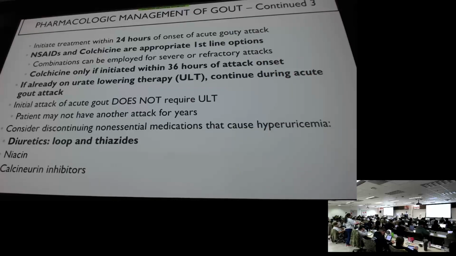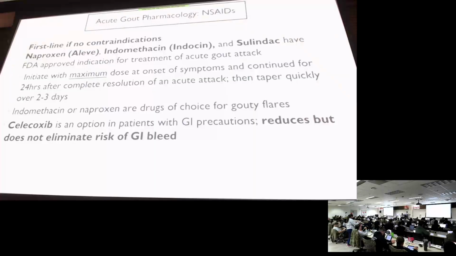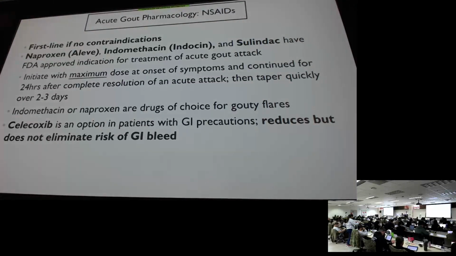We can take the test right now. Everybody's ready. All right. Acute flare. First line, if no contraindications, naproxen. We've talked about the NSAIDs at length. Indomethacin is kind of the go-to. It has an FDA approval, that and sulindac, which is Clinoril. You don't hear of that one too often, but they're both FDA approved, but it's really any NSAID.